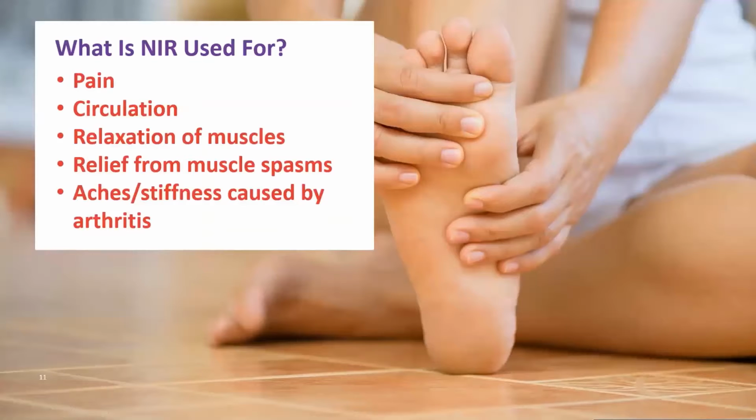Let's summarize a little bit. What can we use NIR or near-infrared light? Pain, circulation, relaxation of muscles, relief from muscle spasms, aches and stiffness caused by arthritis.